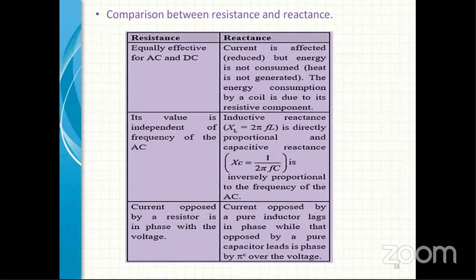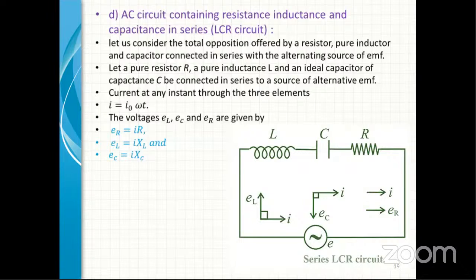That means we first applied a resistor to AC, then we connected an inductor to the AC circuit, and then we connected a capacitor to the AC. Now we connect all of these, resistor, inductor and capacitor, simultaneously to the AC circuit, and then see what happens. AC circuit containing resistance, inductance and capacitance in series. See this diagram. Here these are in series. आता आपल्याला series आणि parallel सांगायची गरज नाहीये, ते आपल्याला येतंय.